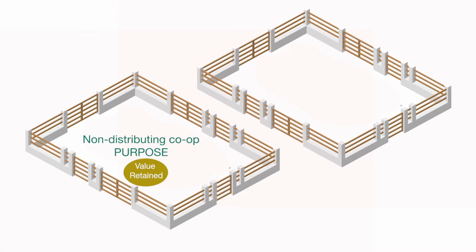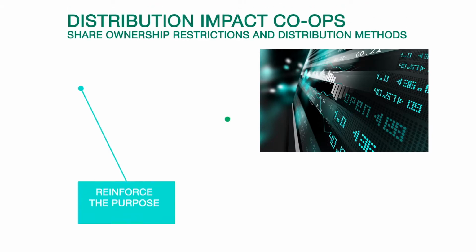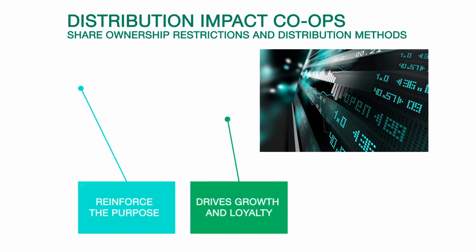Non-distributing co-ops protect their purpose by prohibiting distributions. Distributing co-ops protect their purpose by delivering value to members who use it and own it. Share ownership restrictions and distribution methods reinforce the co-op's purpose and can impact strategy.